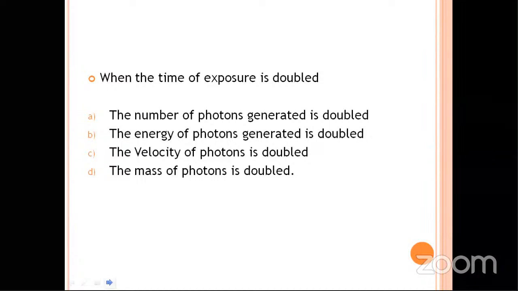So when the time of exposure is doubled, the number of photons generated is doubled, the energy of photons generated is doubled, the velocity of photons is doubled, the mass of the photons is doubled. So if the time of exposure is doubled, only the number of photons is doubled.